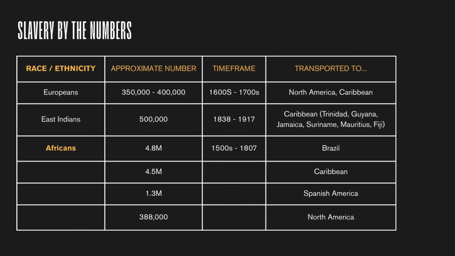But I just want to put that number out there for you guys. And then they also shipped East Indians to the Caribbean, primarily approximately 500,000 from the period of 1838 to 1917, after the slave trade was abolished by England. And then, of course, there's the infamous number of the Africans who had been shipped to various parts of North America from the 1500s to 1807.